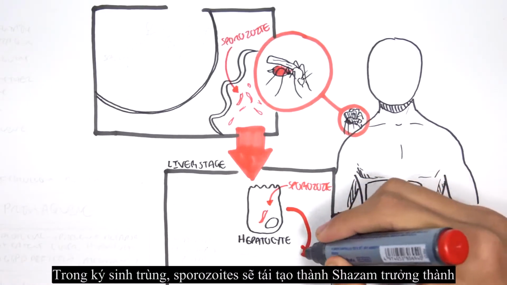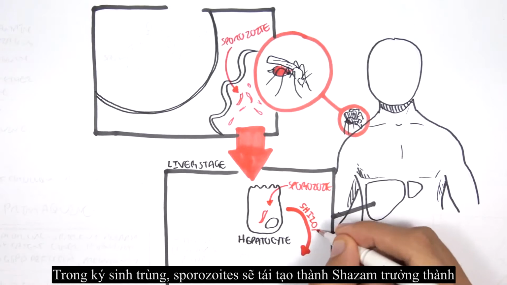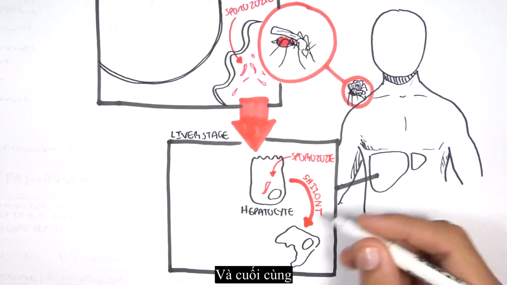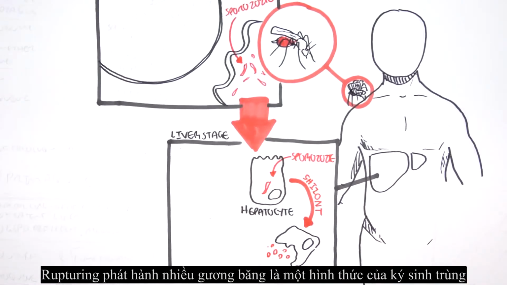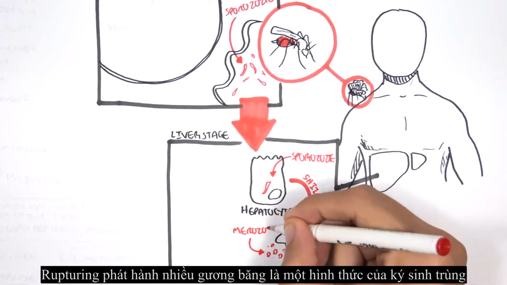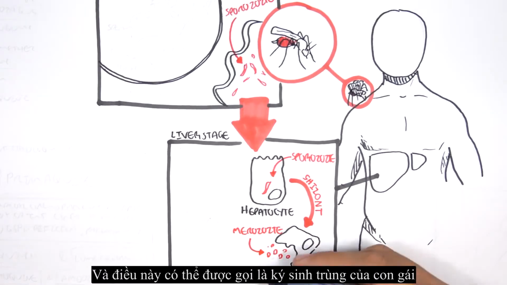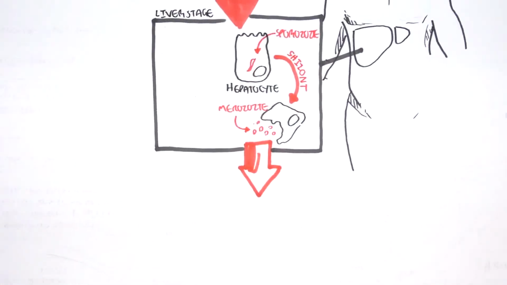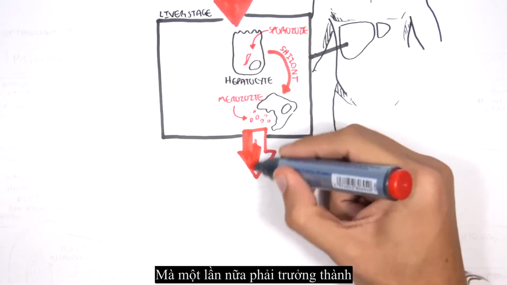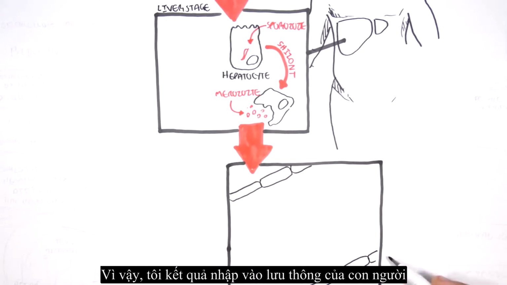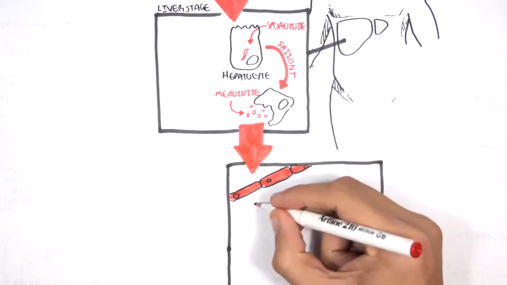Within the hepatocytes, the sporozoites will replicate, mature into schizonts, and finally rupture, releasing many merozoites, which is another form of the parasite. These can be called the daughter parasites, which again have to mature. The merozoites then enter the human circulation, the blood.